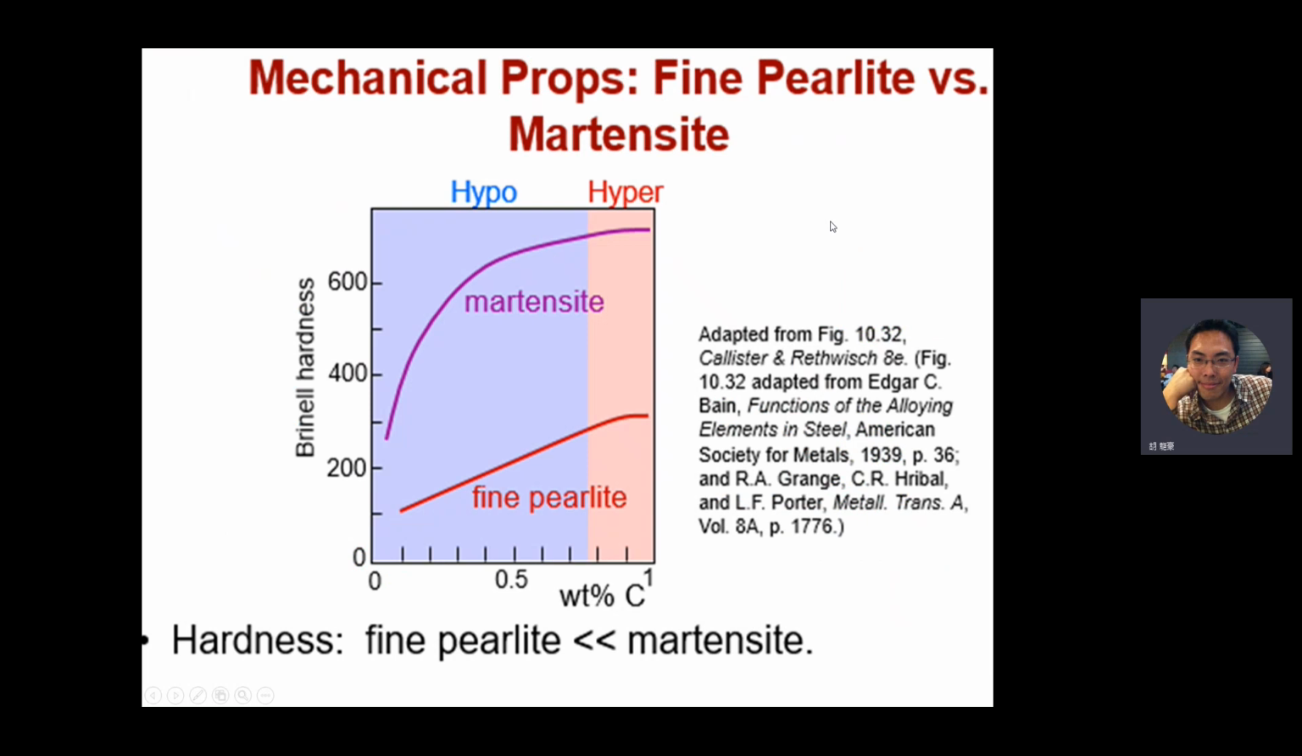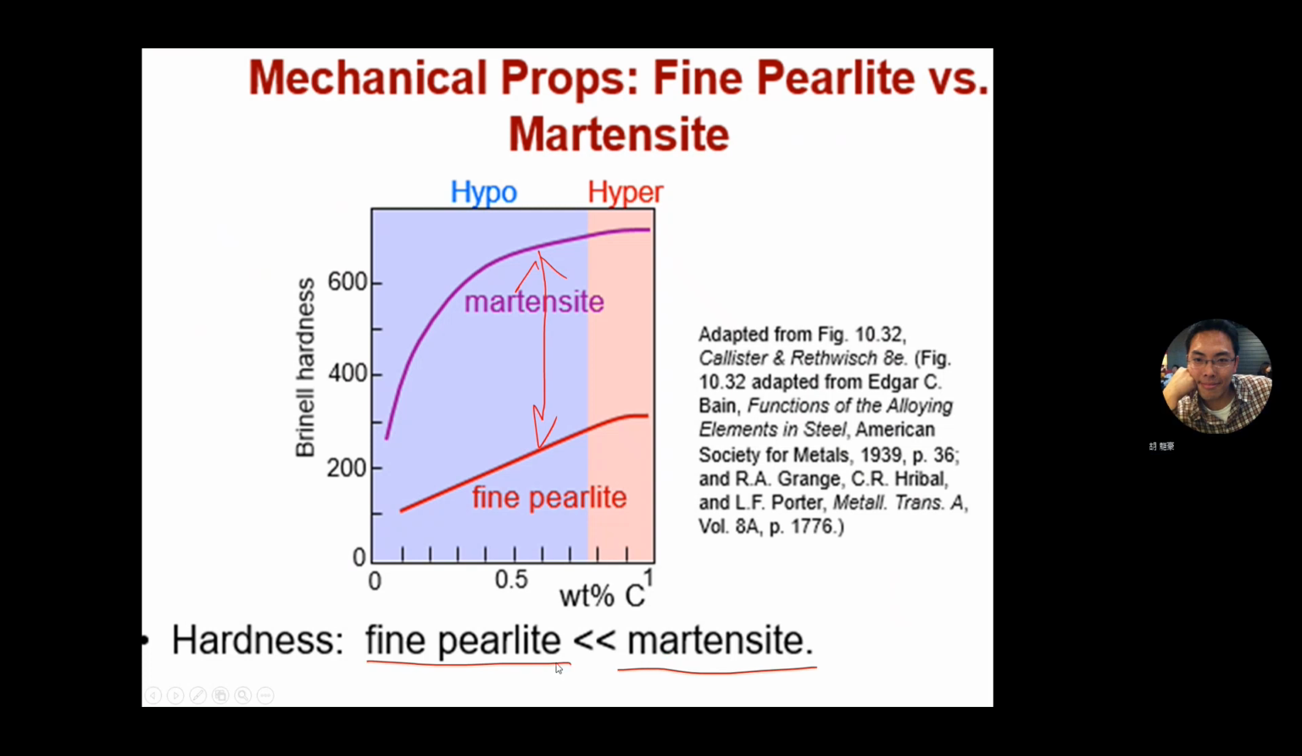Okay, so the mechanical properties of fine pearlite versus martensite. Of course, there's a huge difference between martensite and fine pearlite. Martensite will be the hardest compared to fine and coarse pearlite and spheroidite. For the hardness, martensite is much larger than fine pearlite.